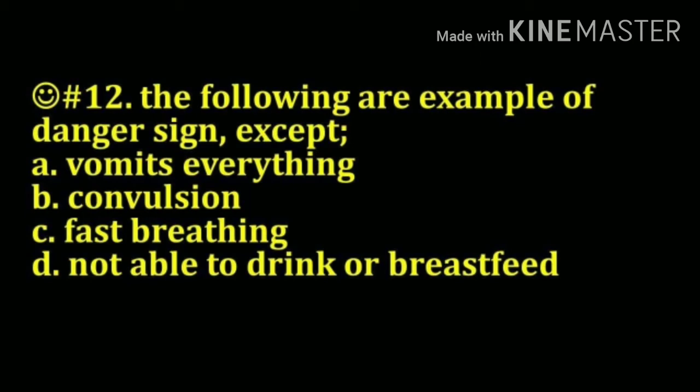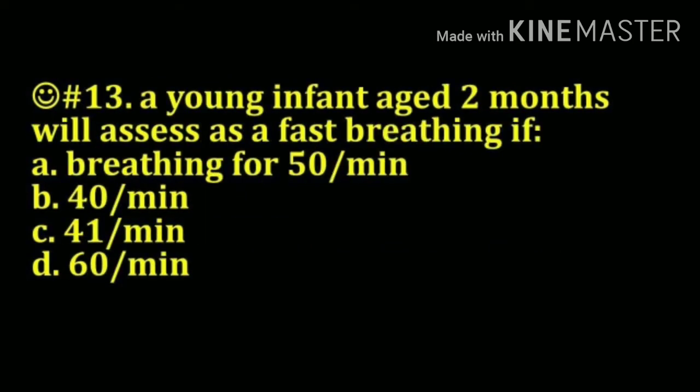Okay, sa fast breathing natin, depende sa ilang buwan. So, meron tayong less than 2 months, tapos 2 to 12, and 1 year to 5. So, pag sinabing 1 year to 5, 40. Yun yung cycles per minute niya. Tapos, pag sinabing 2 to 12 months, 50 na naman ang cut-off natin. Pag sinabing less than 2 months, 60 cycles per minute naman yung cut-off natin doon. Okay? So, next question is 13.